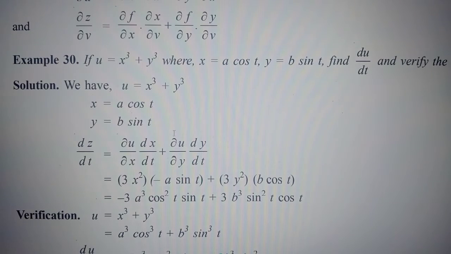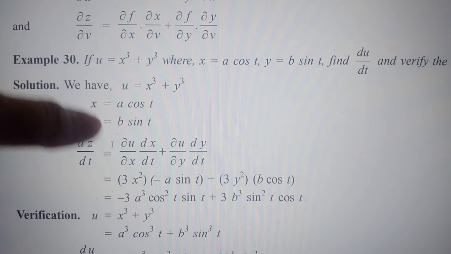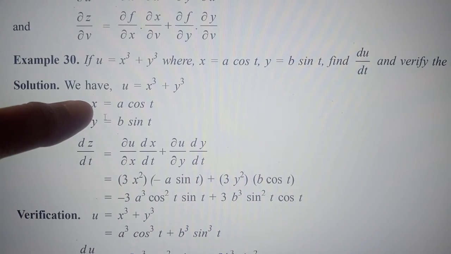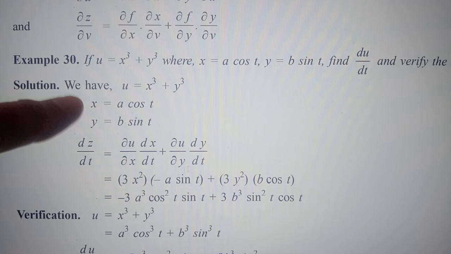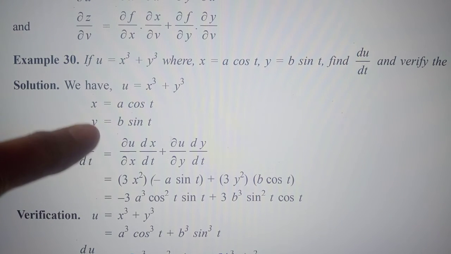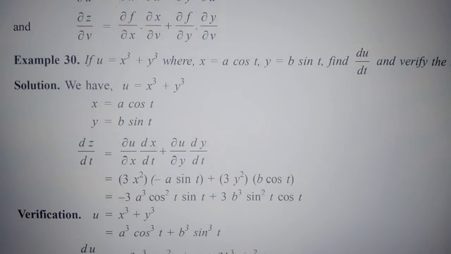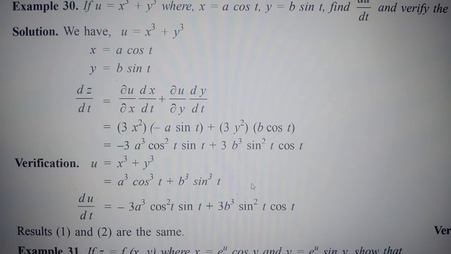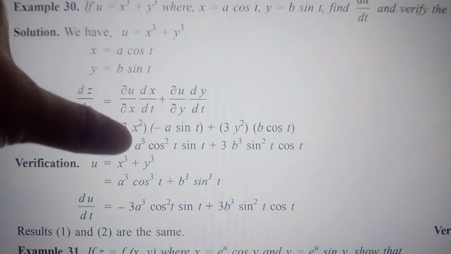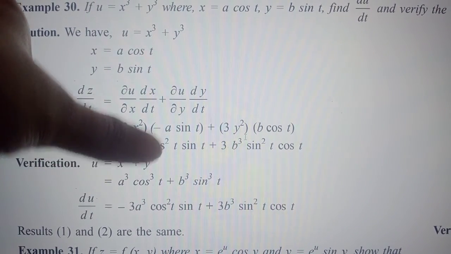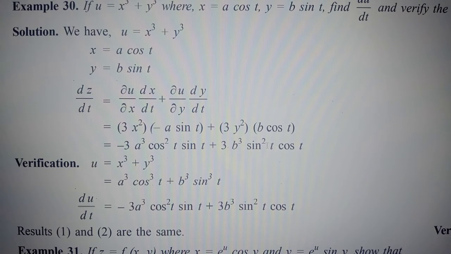3y square. Okay, and dx by dt, that is x equal to a cos t. So dx by dt is equal to a into minus sin t, so minus a sin t, plus here dy by dt, that is equal to b cos t. So we are substituting this, and we substitute x equal to a cos t here and y is equal to b sin t here. So we get the expression like this.